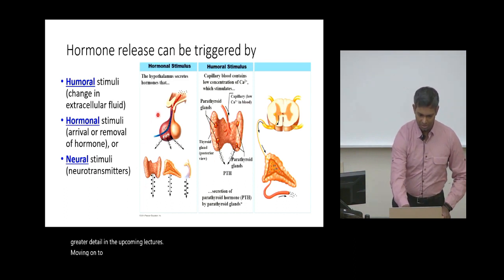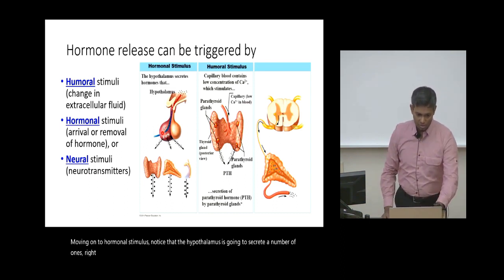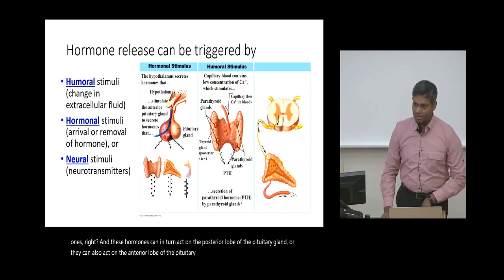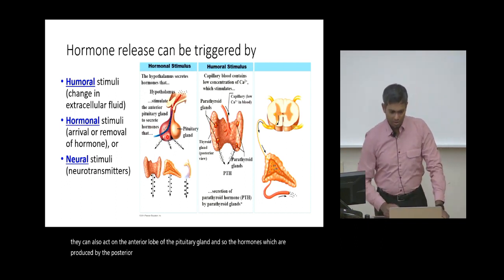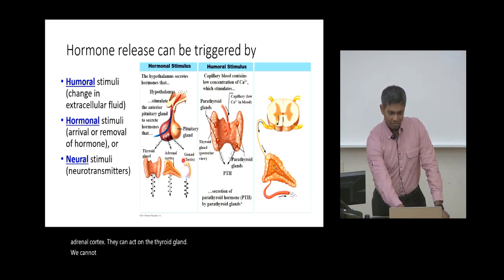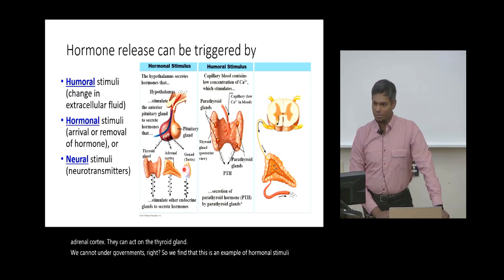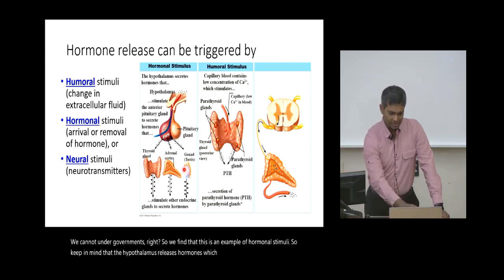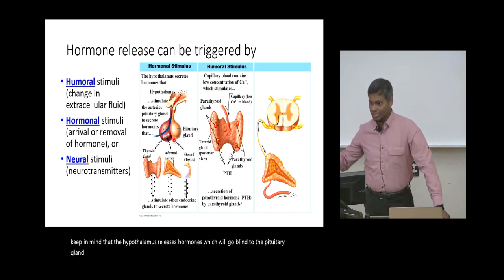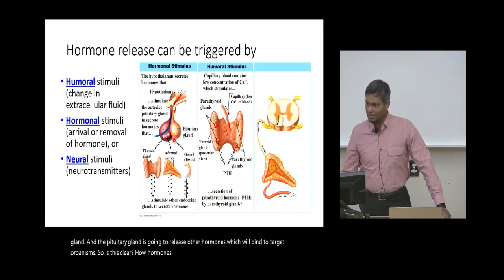Moving on to the hormonal stimulus, notice that the hypothalamus is going to secrete a number of hormones, right? And these hormones can in turn act on the posterior lobe of the pituitary gland, or they can also act on the anterior lobe of the pituitary gland. The hormones produced by the posterior and anterior lobes can act on specific targets like the adrenal cortex, the thyroid gland, and the gonads, right? So this is an example of hormonal stimuli. Keep in mind that the hypothalamus releases hormones which bind to the pituitary gland, and the pituitary gland releases other hormones which bind to target organs. So is it clear how hormonal stimuli are brought about?